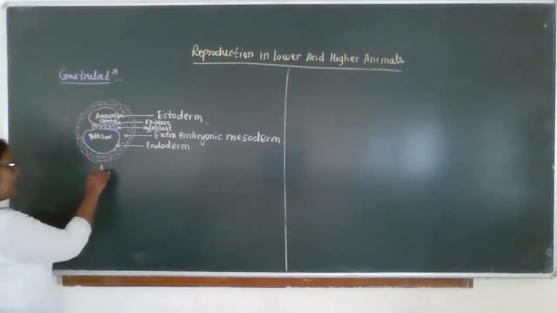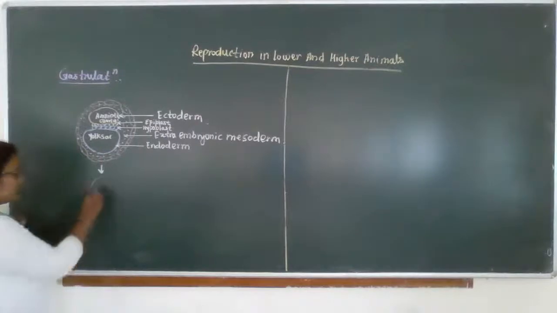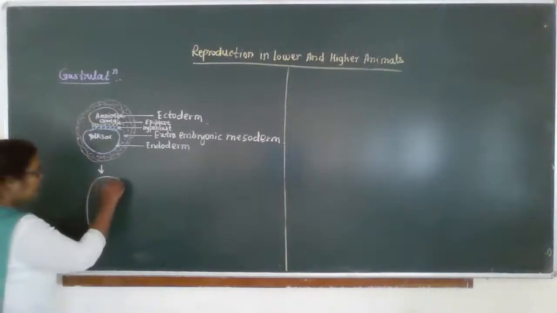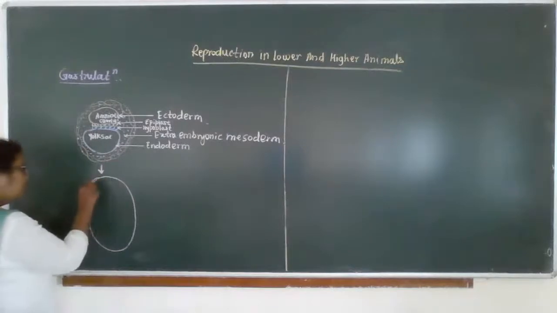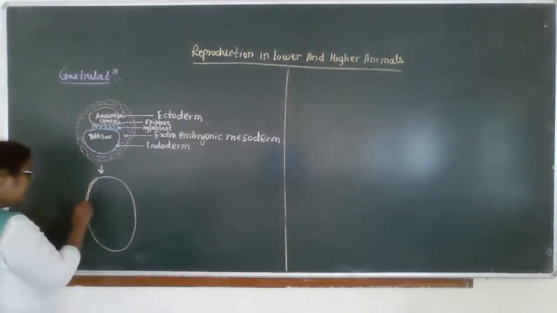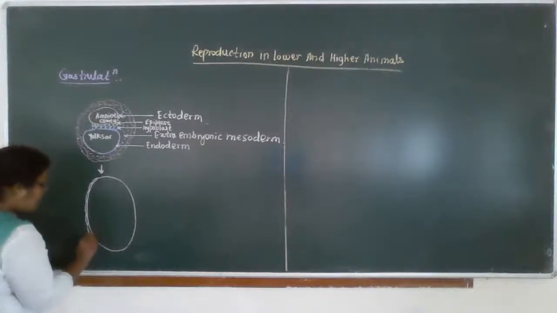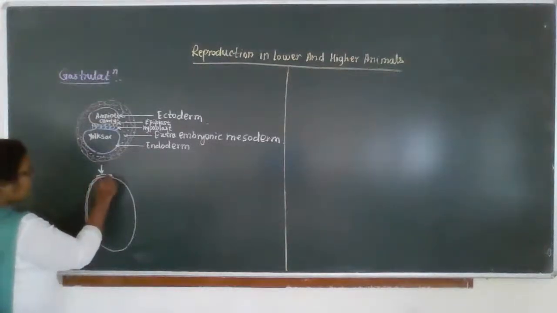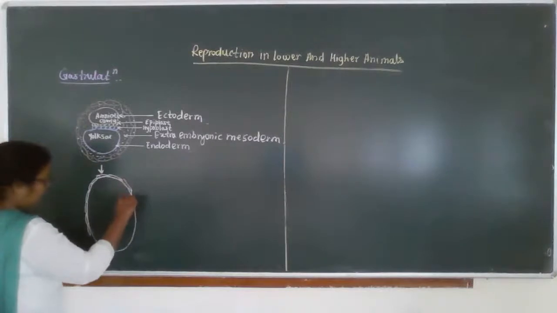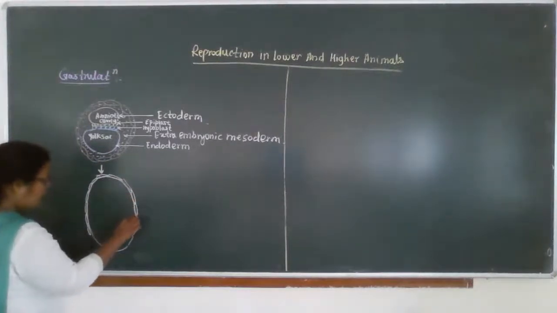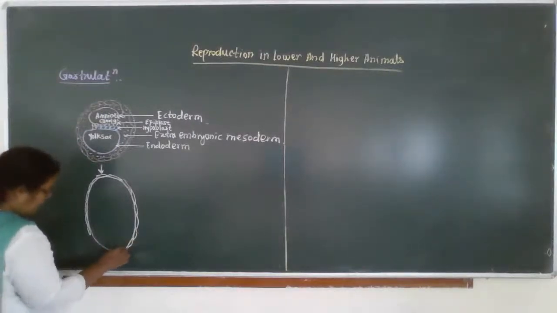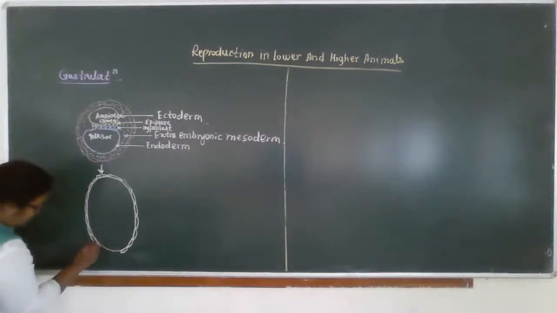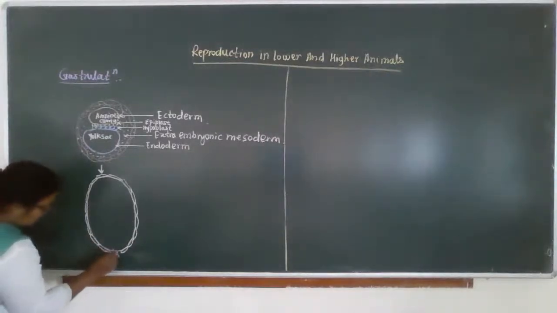This structure becomes slightly tubular now. Okay, what change happened, just see. This structure becomes a tubular one. So I am showing it as a tubular structure. Now this trophoblast, which is present at the outer side, is forming the chorion. The chorion is the outermost extra embryonic membrane, which is formed the very first among the extra embryonic membranes. So this is the trophoblast.